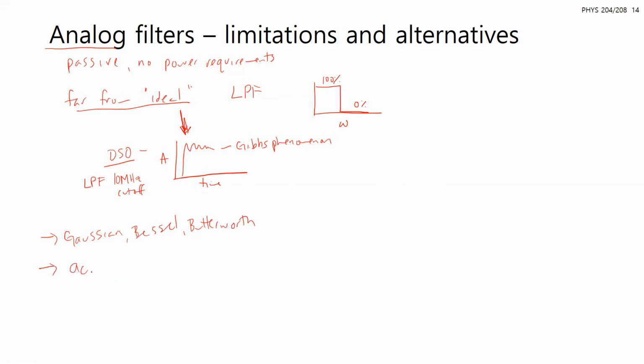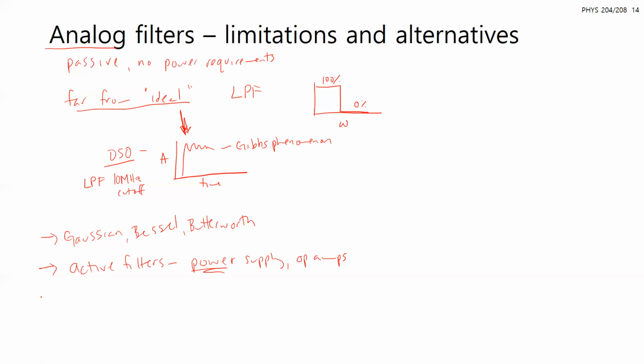You also may run into active filters. And these would include a power supply, and use op amps in addition to resistors and capacitors or inductors. And these typically, because they have a power supply, will have better performance than the passive filters that you guys have been using. So I'll also upload a sketch of an example of an active low pass filter that does use a power supply with an op amp as well.